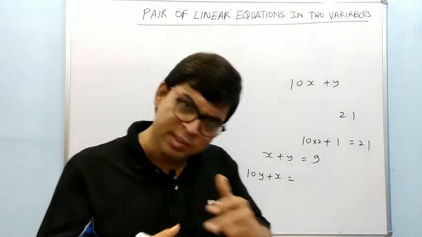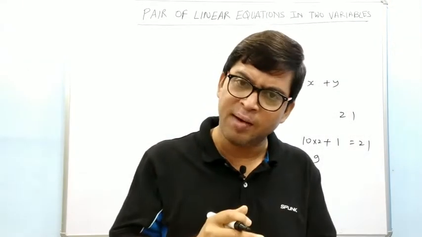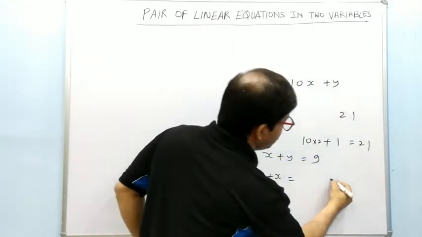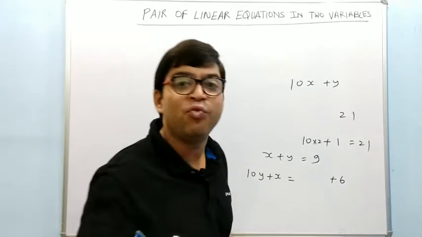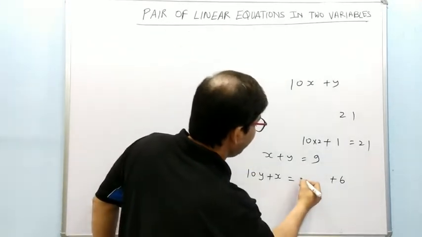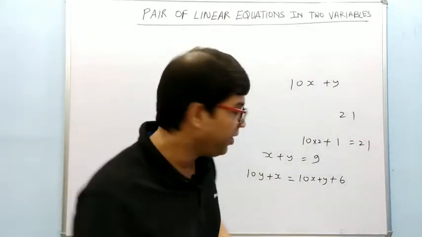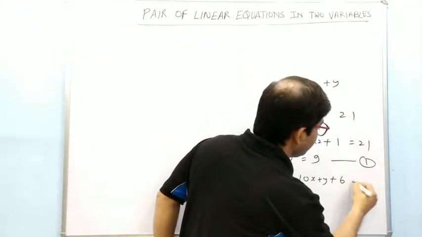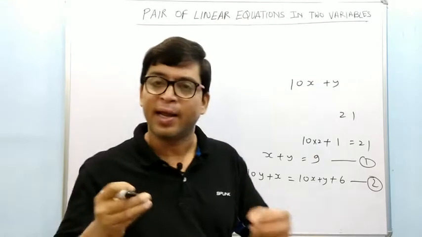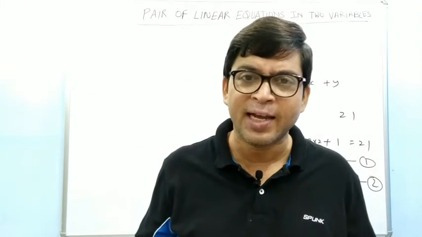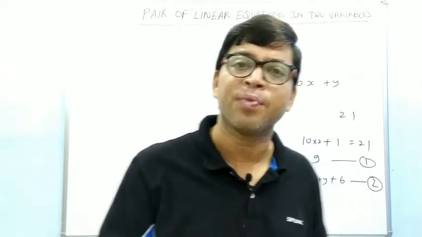Is 6 more than the original number? "Is" means equal to, so 6 more than the original number. What is the original number? 10x plus y. So we are getting another equation. Equation 1, equation 2. We will solve and get the values of x and y, the digits, and we can get the original number easily.